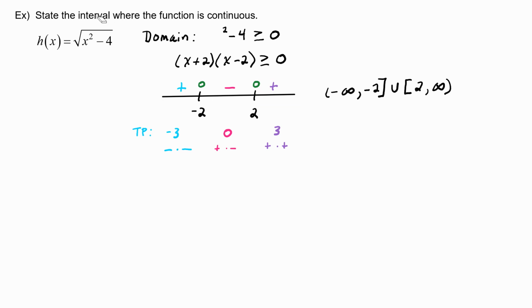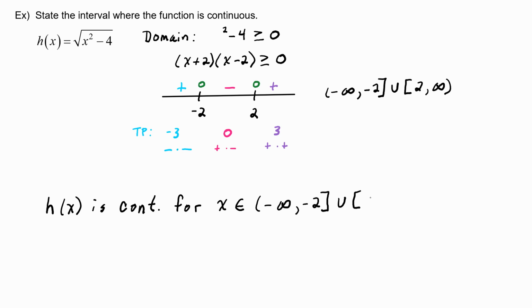And remember, we know that radical functions are continuous on their domains. So we can say that h of x is continuous for x on the interval -infinity to -2, inclusive, union 2, inclusive, to infinity.